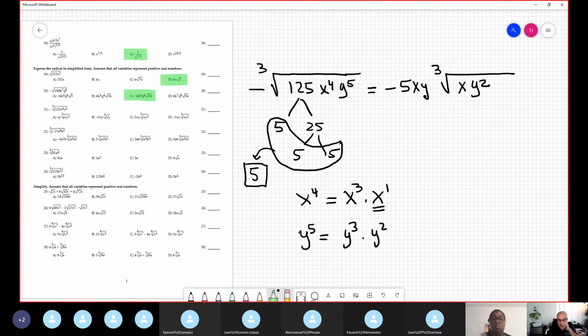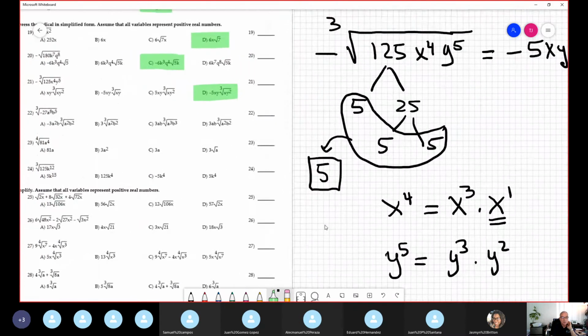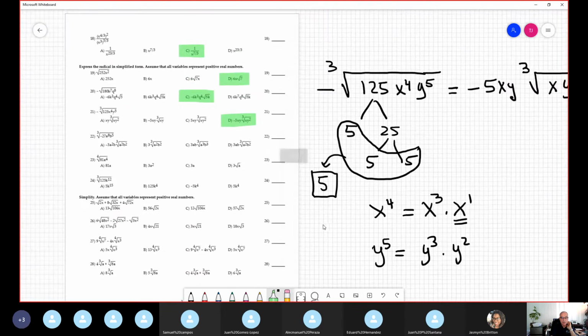Okay, so let me check. Negative 5, x y, I suppose that is this, no? I suppose that is this. Do you see or no? Let me zoom. Yeah. Okay. Not bad.